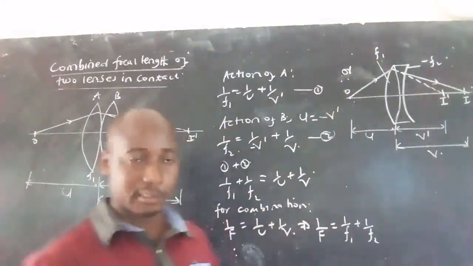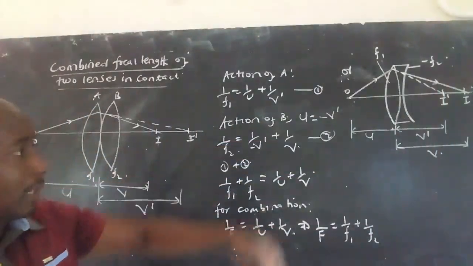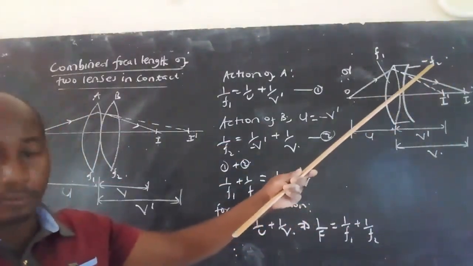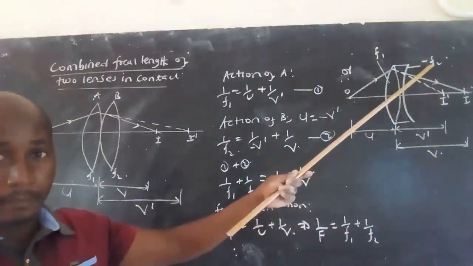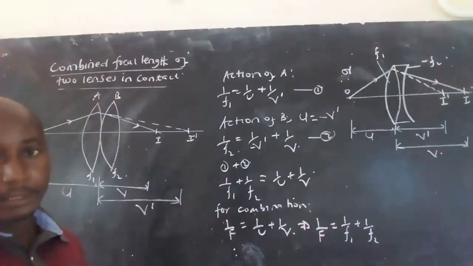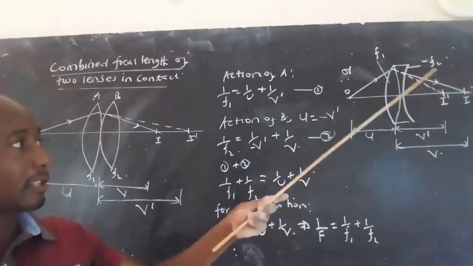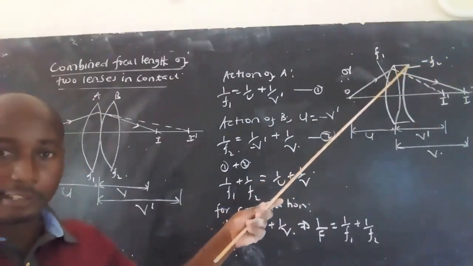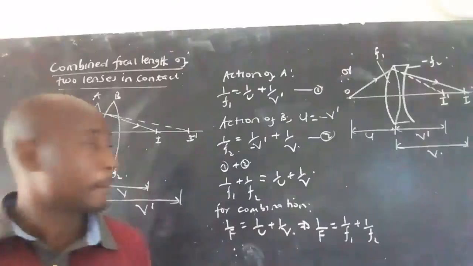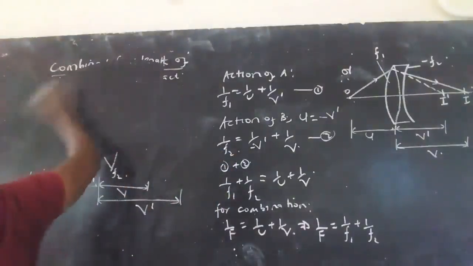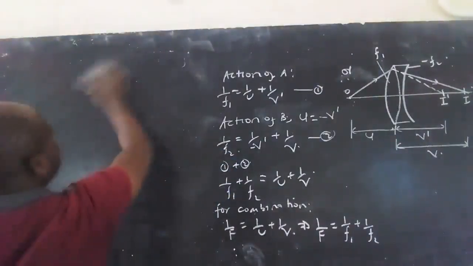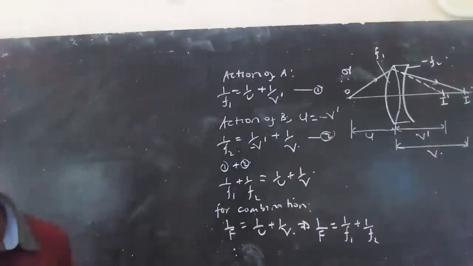So you can go through the same steps like this one, keeping in mind that this is a negative F2. You get the point? The rest will become the same. You can even take it otherwise, but it is better to take a negative because you know the principal focus of this one is always virtual. Then we can now move on.